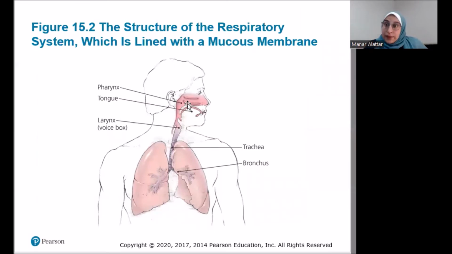And it is for that reason that when we are sick or there is an infection, we ramp up the mucus production so that we can essentially flush those pathogens out of the body and out of our systems.